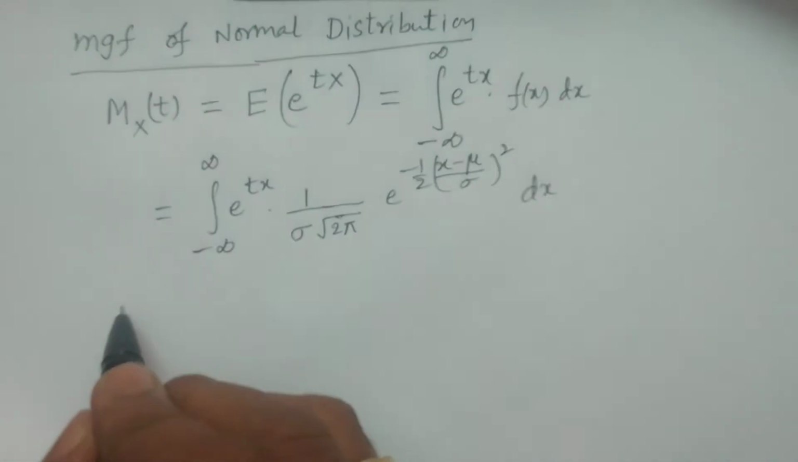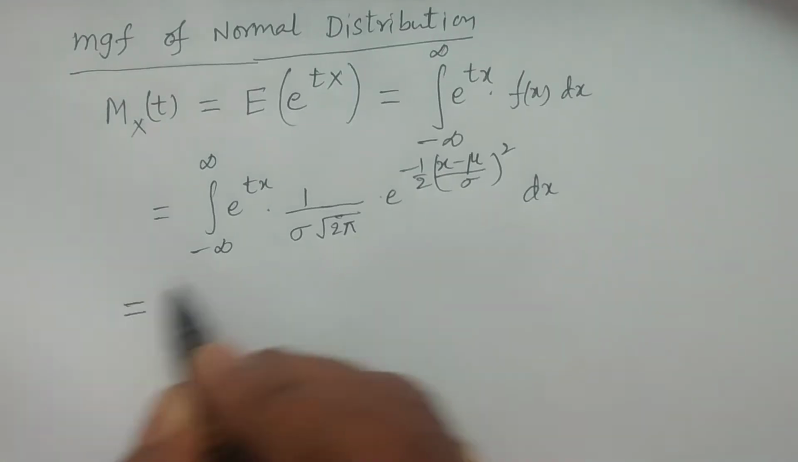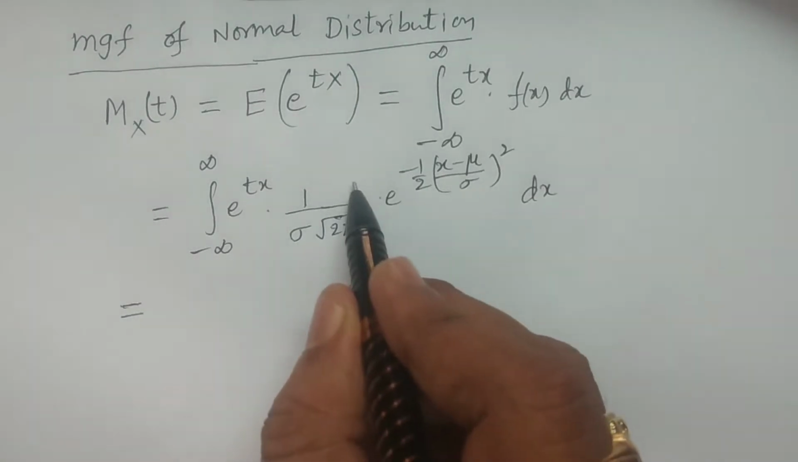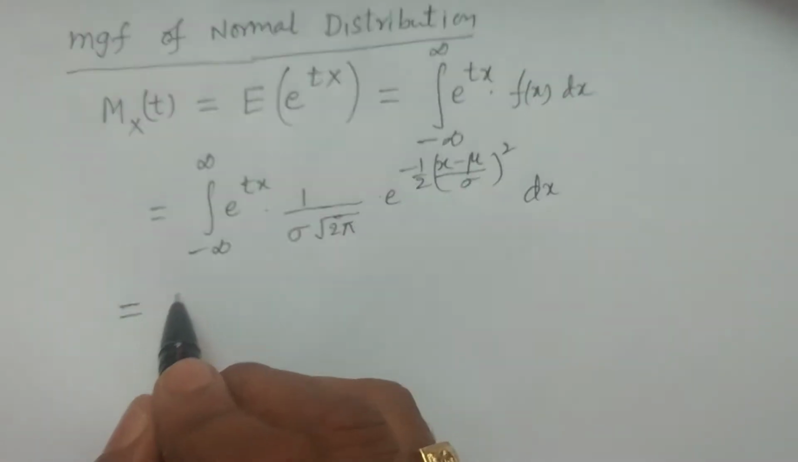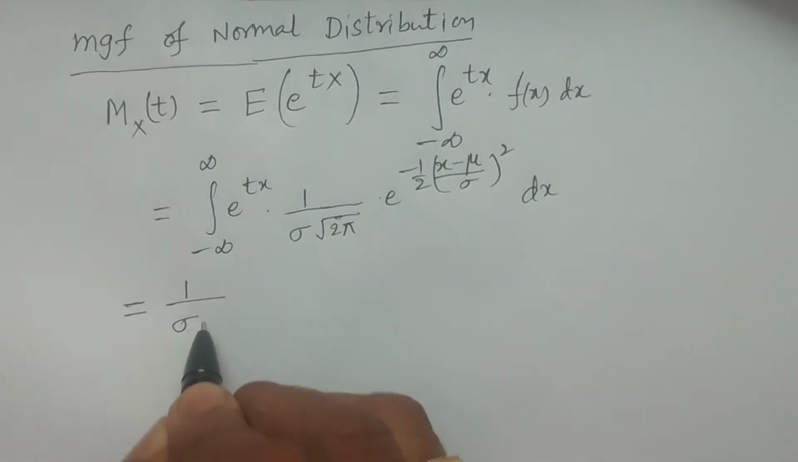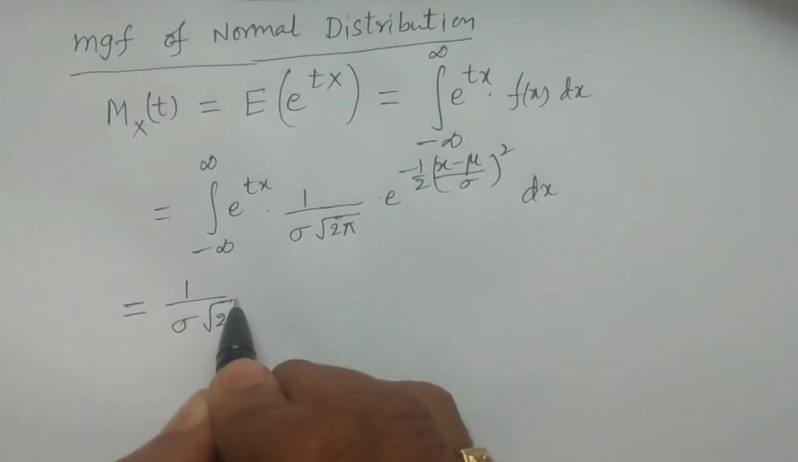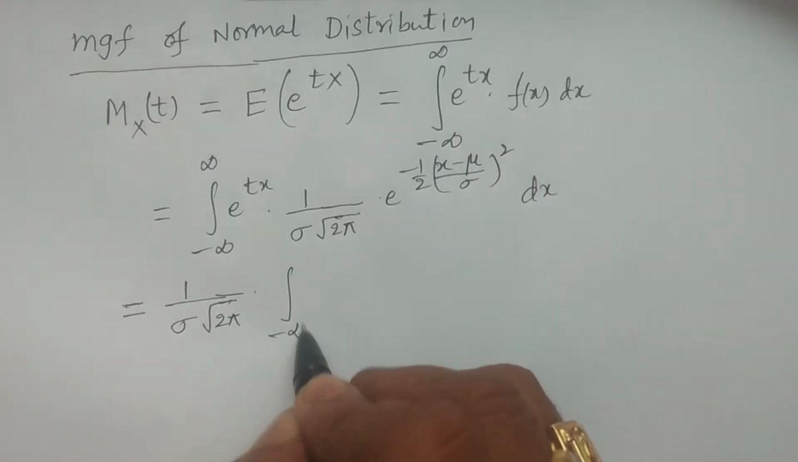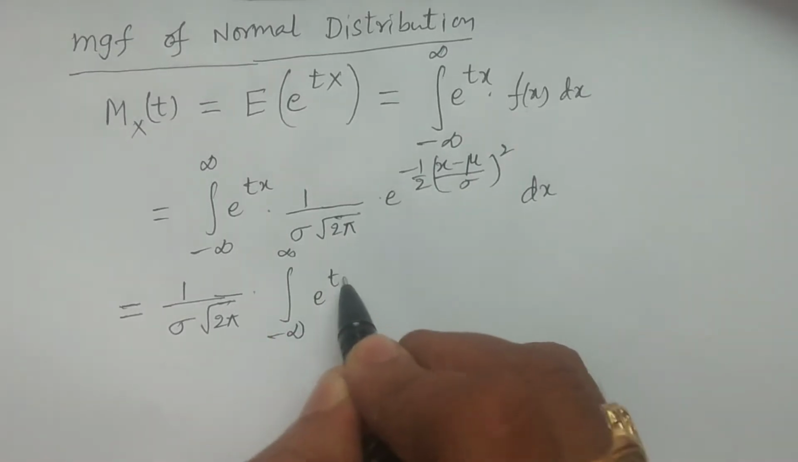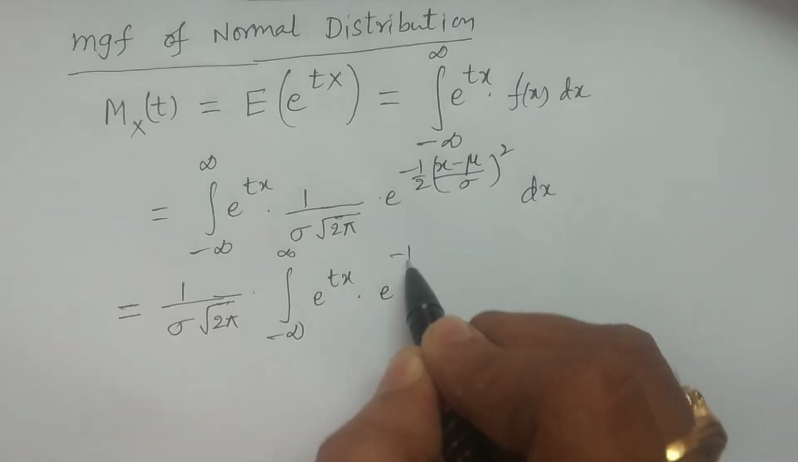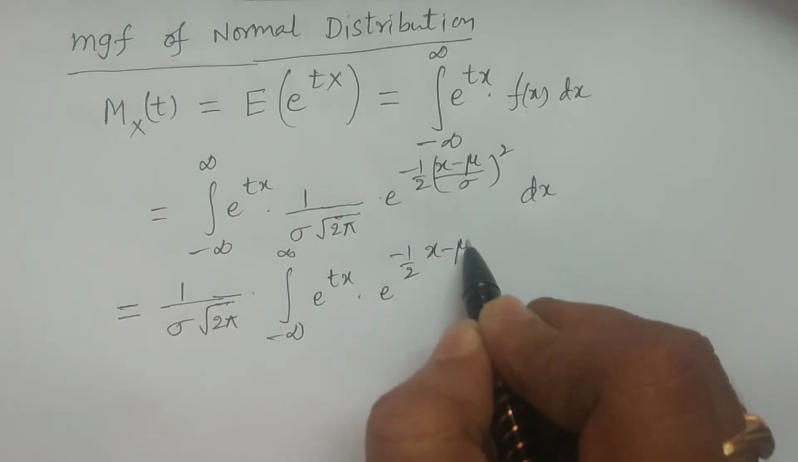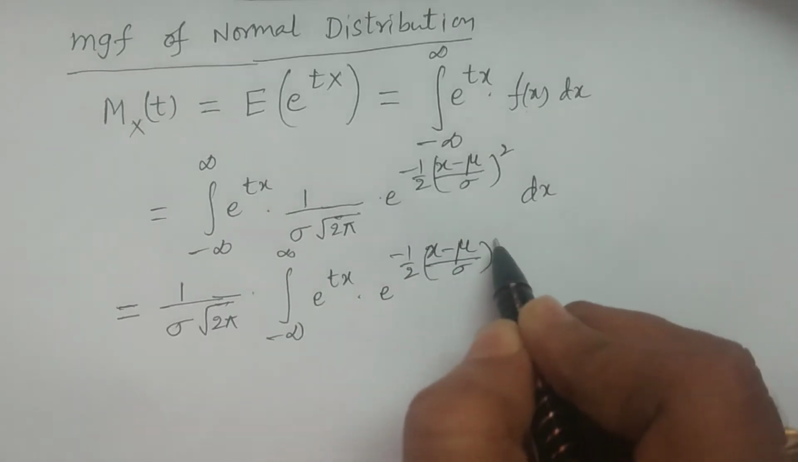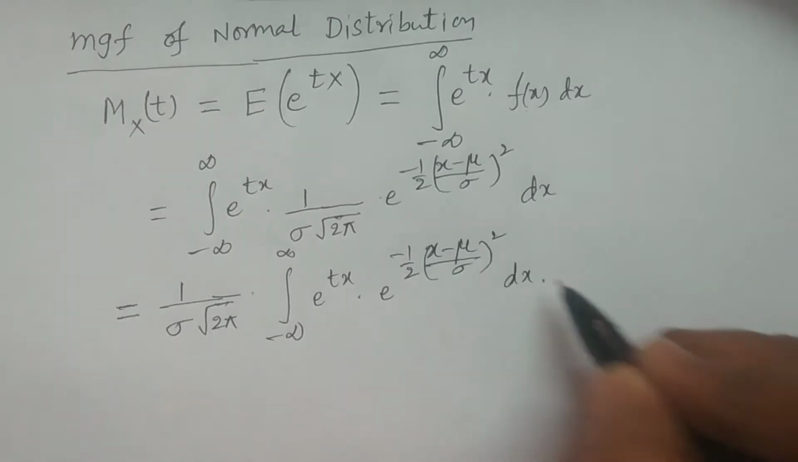Now to resolve this integration, you take the constant 1 by sigma root 2 pi outside. Since it is a constant, we have 1 by sigma root 2 pi into the integral from minus infinity to infinity of e power tx into e power minus 1 by 2 into ((x minus mu) by sigma) the whole square dx.